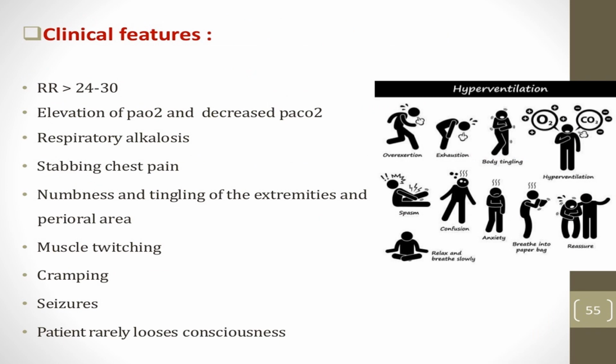Clinical features: RR 24 to 30, elevation of PAO2 and decreased PACO2, respiratory alkalosis, stabbing chest pain, numbness and tingling of the extremities and perioral area, muscle twitching, cramping, seizures. Patient rarely loses consciousness.